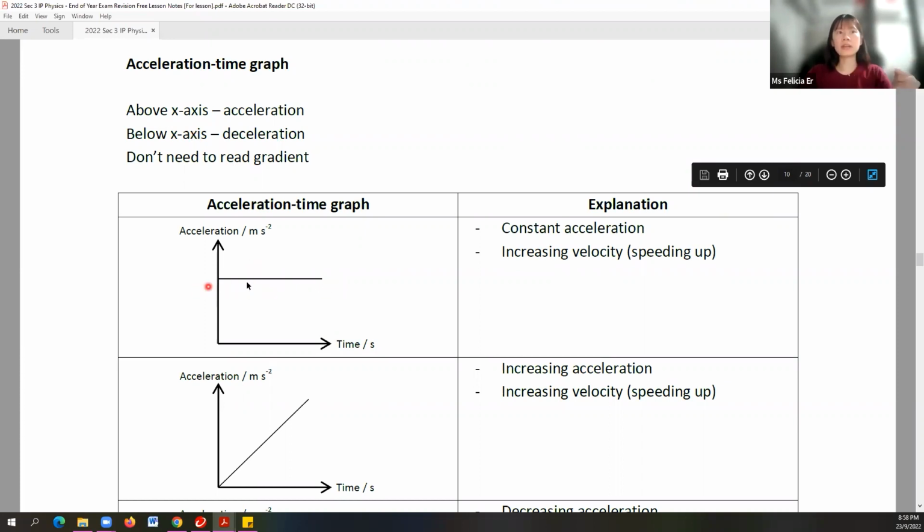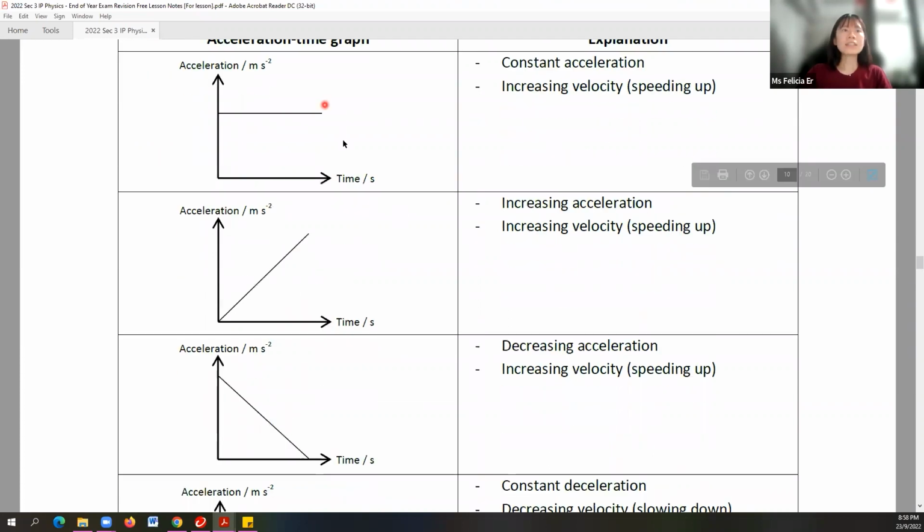Constant gradient, right? Then the value keeps constant. Since you are accelerating means you are speeding up, so the velocity increases. So as long as you are accelerating, it means that you confirm speeding up, because you all know, right? Acceleration means speeding up. You want to follow me and highlight it? As long as you're accelerating means you're speeding up. Should be done highlighting by now.